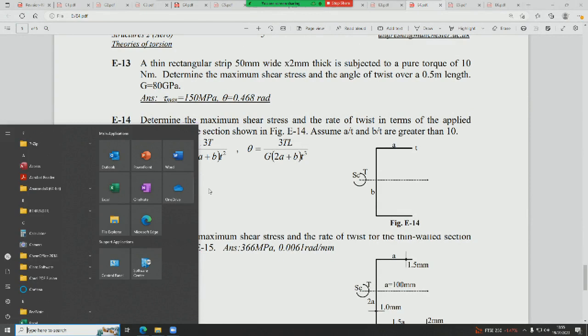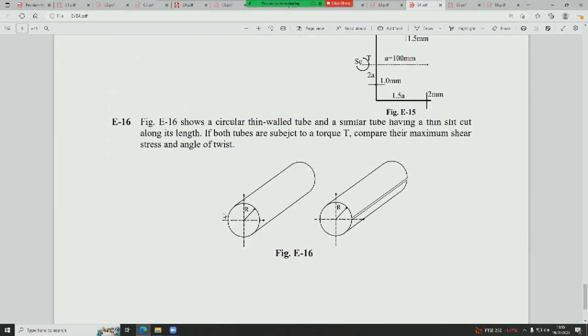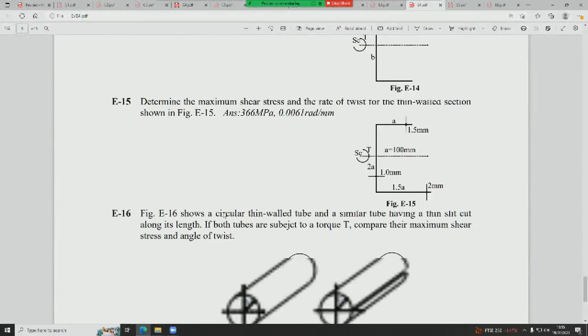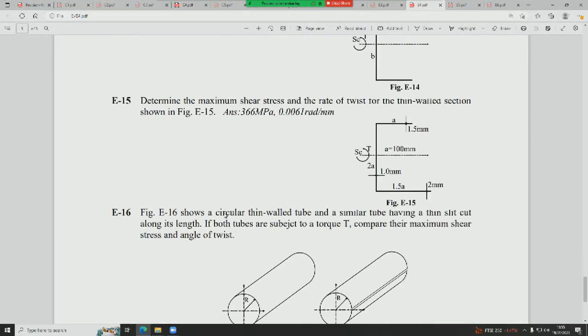So, solid cylinder subject to torsion. A thin-walled closed section subject to torsion. The closed section could be single cell, could be multi-cell. And finally, an open section, similar to the last three questions of this chapter. These three, 13, 14, and 15, and 16. Any other questions in relation to chapter 4?